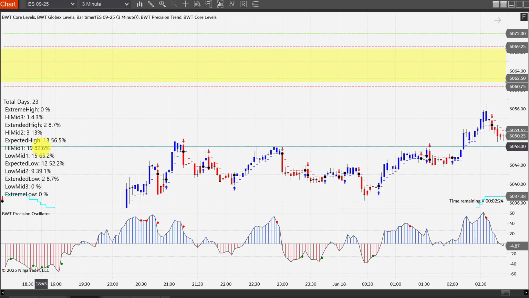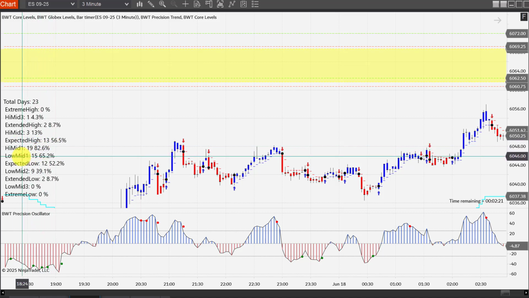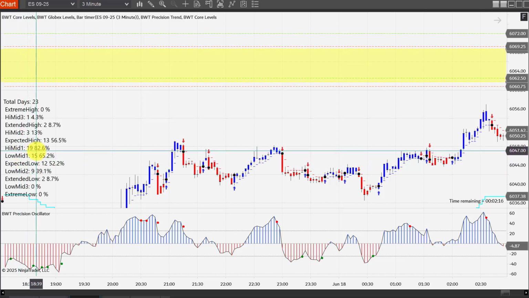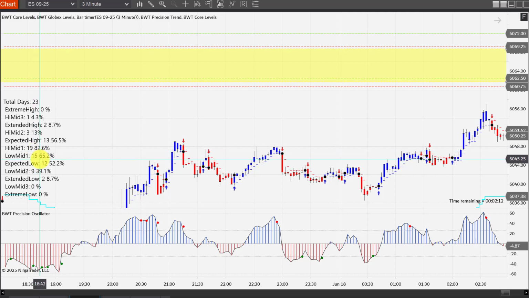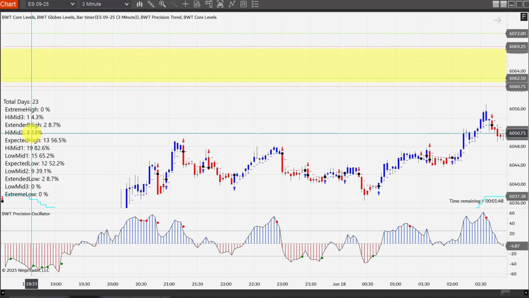Okay, this is the percentage of the time that levels were hit. So if you're trading the ES, the high mid 1 has been achieved 82% of the time, and the low mid 1 65% of the time from the open price in the first hour. So from the open, and your signal would of course be discretionary, your entry, but if you are leaning to the long side, then you've been right 82.6% of the time, or to the low mid 1 65% of the time. This is going back 30 days, which is 23 sessions.